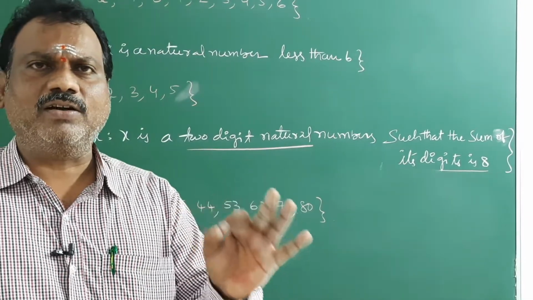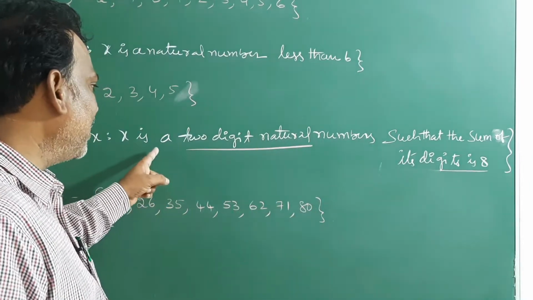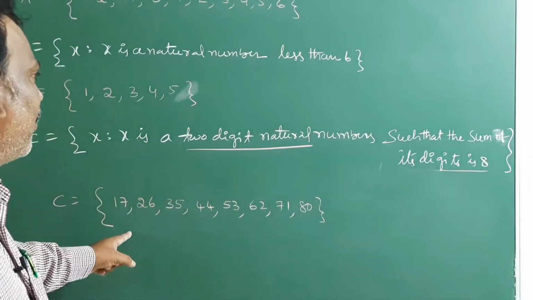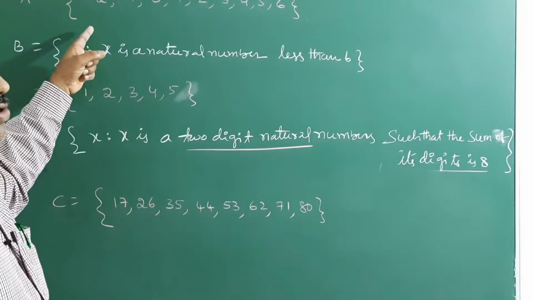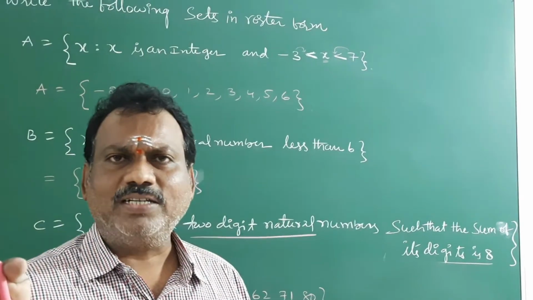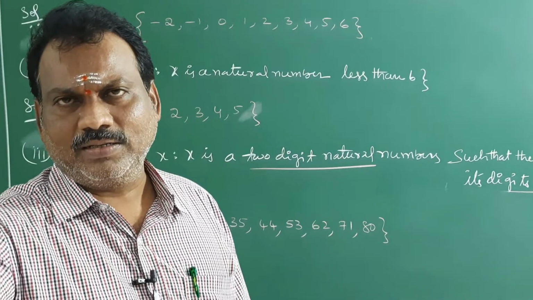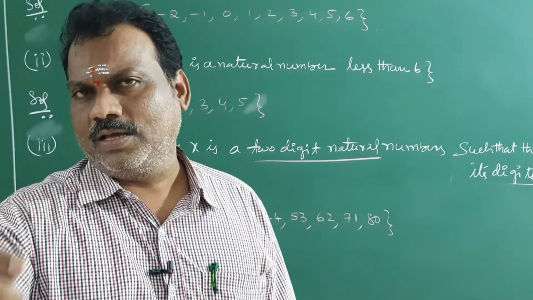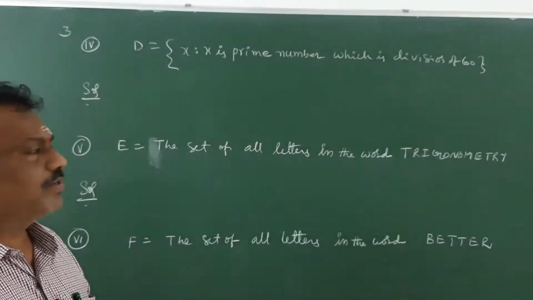You have to read the question carefully and answer the question. So this is given in set builder form, this is roster form. So what did you understand here? They will give one format, you have to answer in another format. Right, students? Next continuation, fourth subdivision.